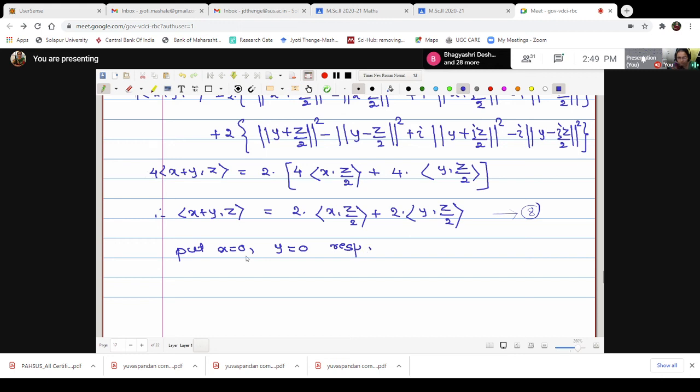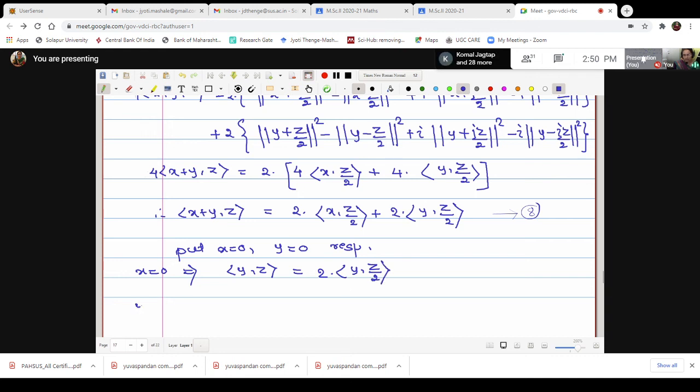We are not putting both 0 at a time. First I am putting x equal to 0. Therefore what will happen if I put x as 0? This is inner product of y with z. What is the first inner product? If I keep x as 0, the first inner product value is 0. We remain with 2 times inner product of y with z by 2.